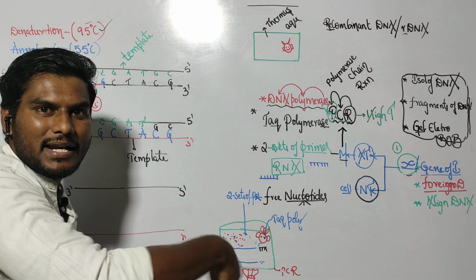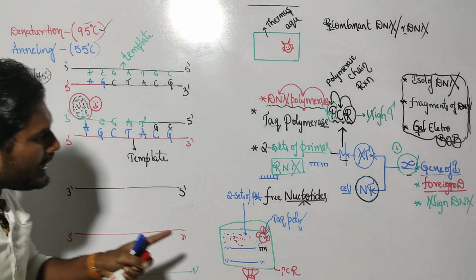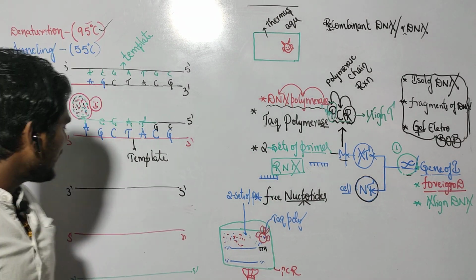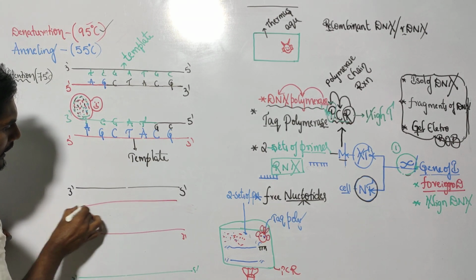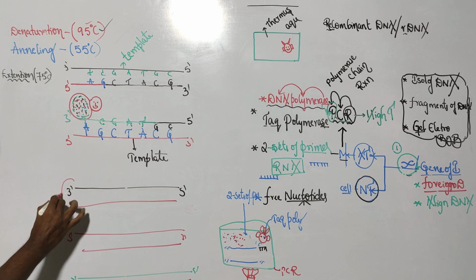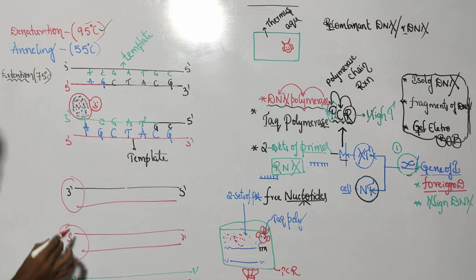After annealing, once again I raised the temperature. What? Extension. By using the enzyme Taq polymerase and the free nucleotides, once again there is a synthesis of new DNA strands like this. So DNA strand number 1, number 2, number 3 and number 4.